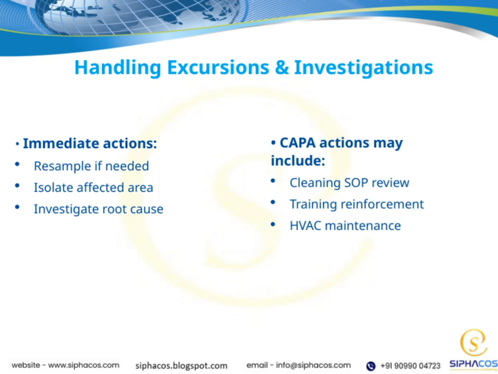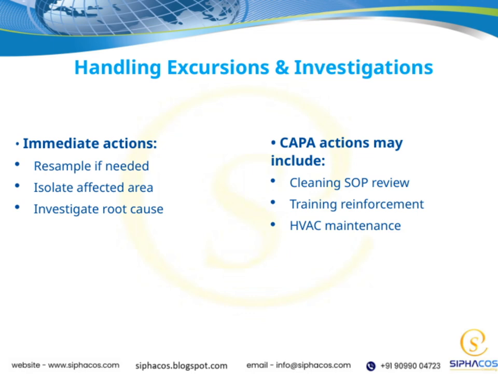These actions might include reviewing our cleaning SOPs to ensure they're up-to-date and effective. We might also need to reinforce training for staff, especially if gaps are identified. Additionally, HVAC maintenance is crucial because proper airflow and filtration are key to preventing contamination. Handling excursions and investigations is another important aspect, addressing any deviations quickly and thoroughly.